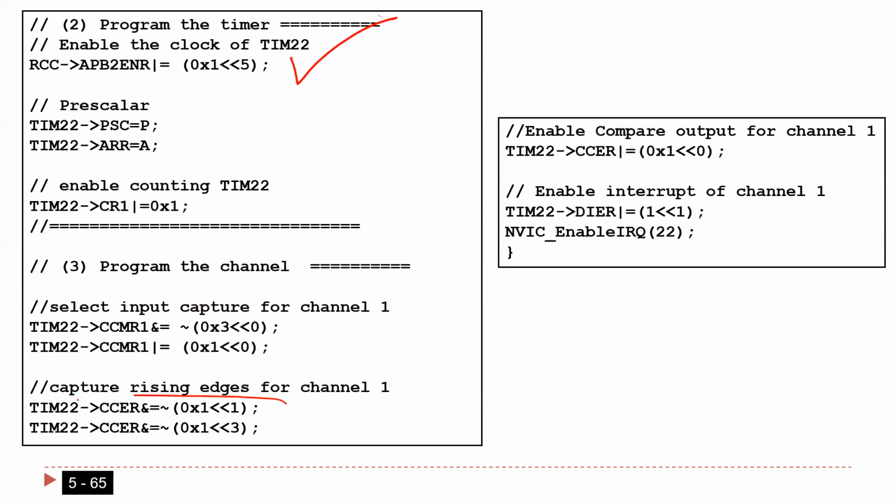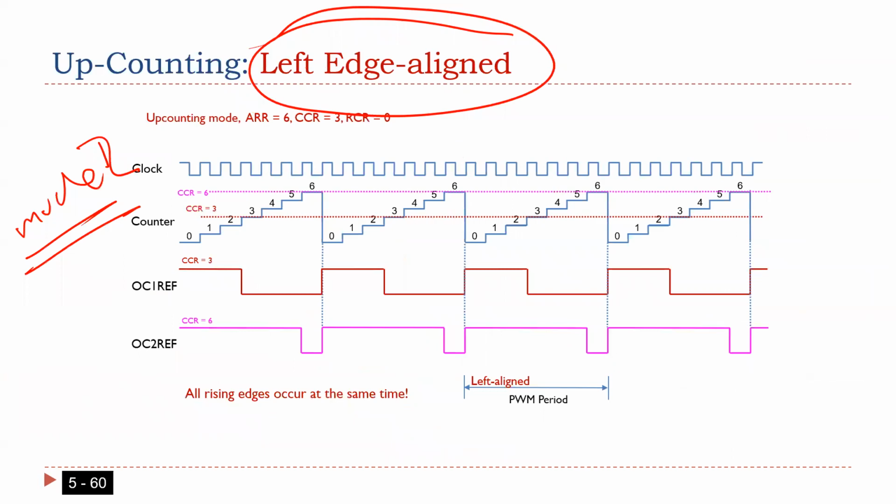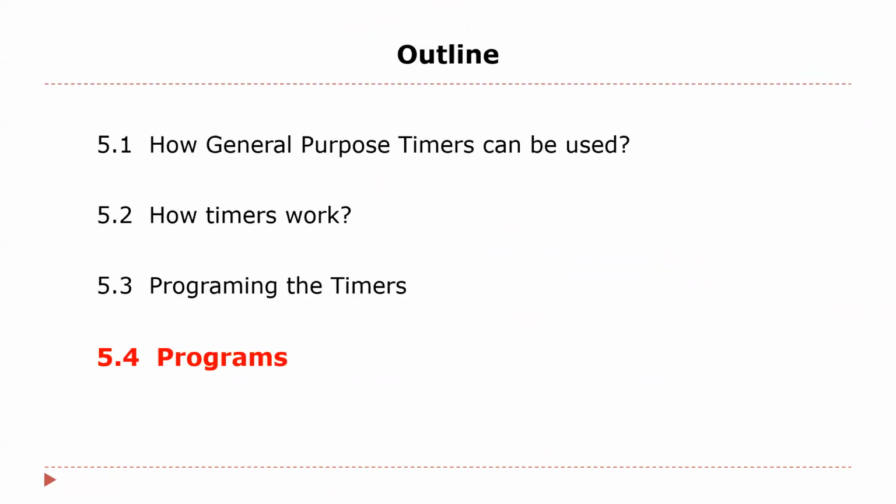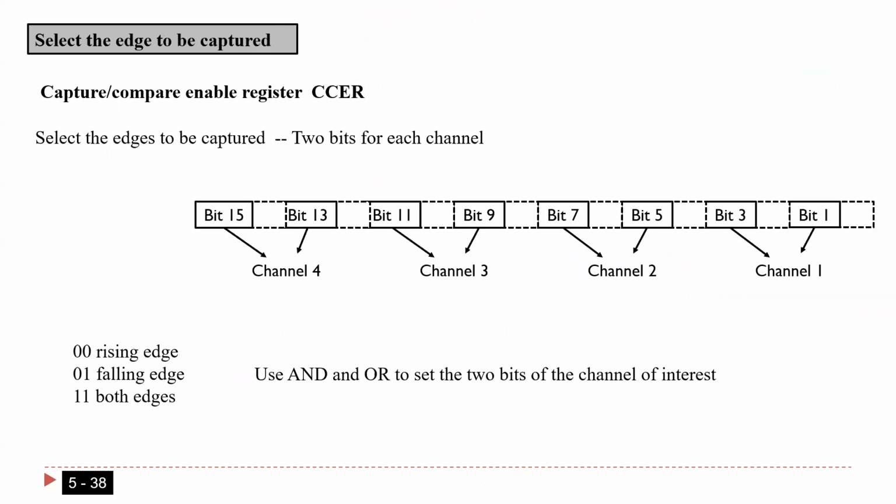Here you can select what you want to capture. You want to capture rising; 0, 0 should give you rising. I'm going to go back to show you. So here, yeah, here I guess.